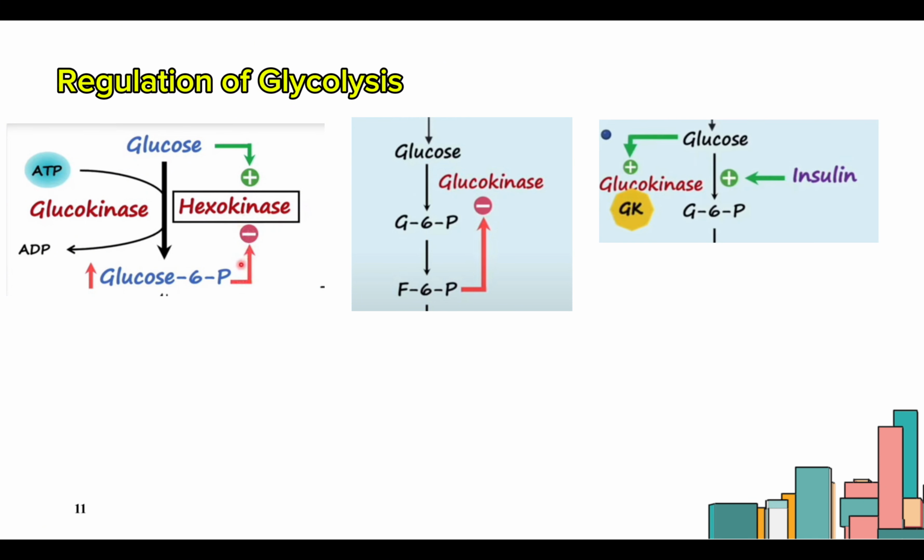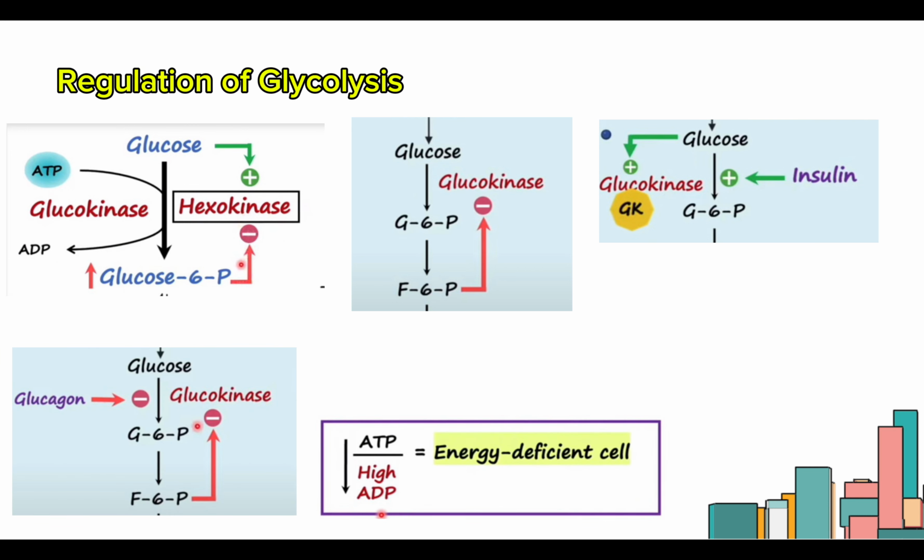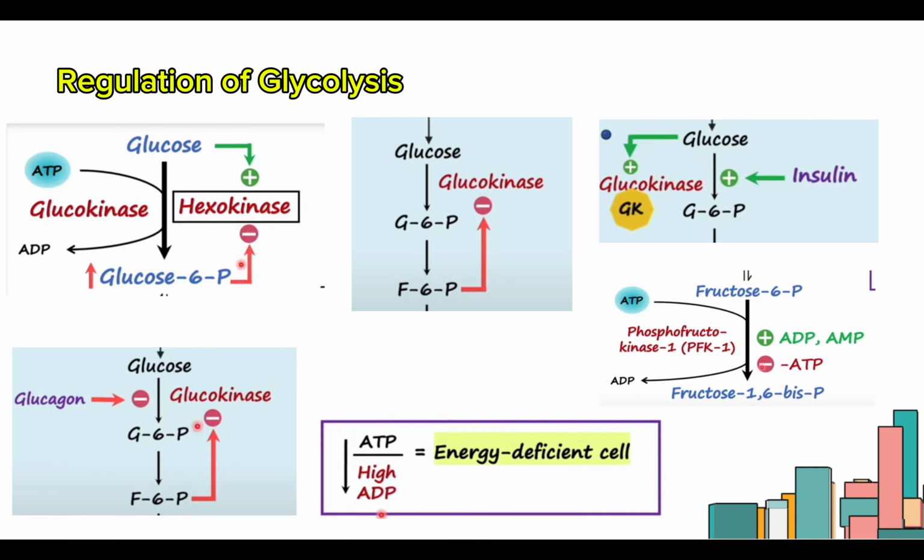Hormonal control. Insulin activates glycolysis and glucagon inhibits glycolysis. Energy state. With high ATP, glycolysis slows; with high AMP or ADP, glycolysis accelerates. Feed-forward: fructose 1,6-bisphosphate activates pyruvate kinase. Feedback: ATP inhibits phosphofructokinase 1 and pyruvate kinase.